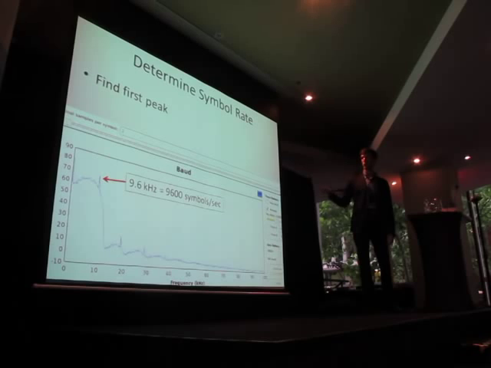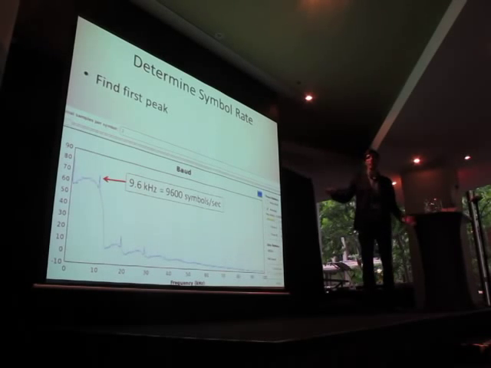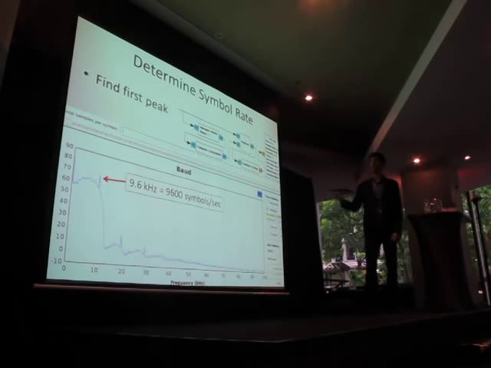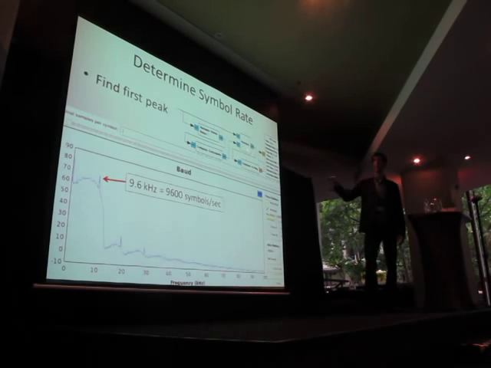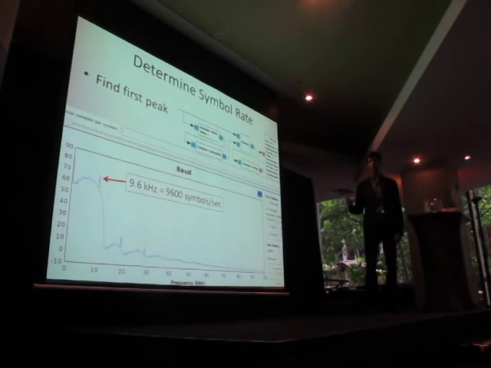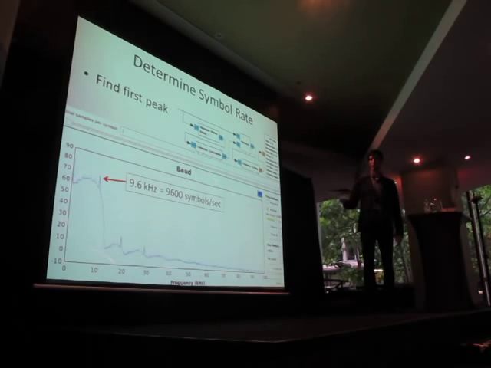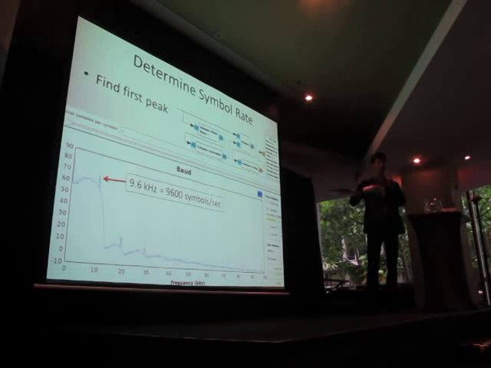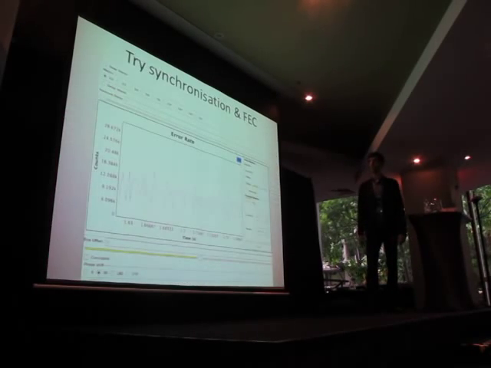And I'll show you the blocks, but basically you get the first peak, and that's your good old standard serial baud rate of 9600. Here, what you're doing is you're multiplying the signal by a delayed version of itself, and then you're doing a fast Fourier transform on that. And that has the magic property that you find the periodicity inside the signal.